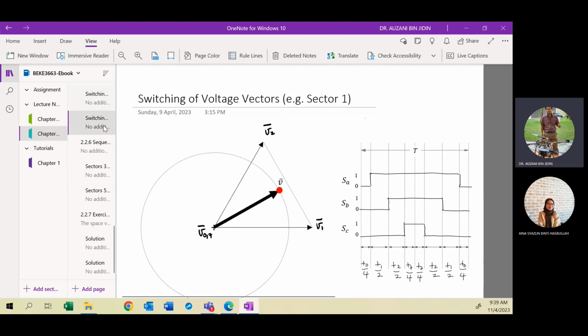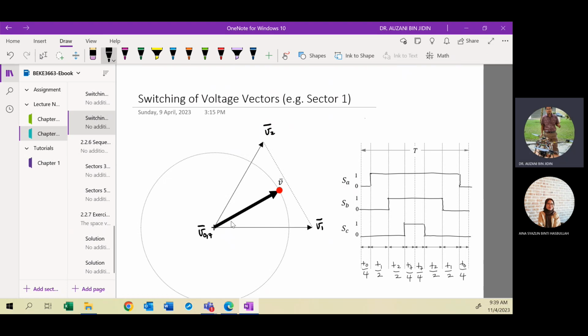Okay, so now we move to the last page before we end our class. Based on this diagram, you can see for this case, your space vector is at the middle between adjacent vectors V1 and V2. So we can consider that the angle difference between the space vector and V1 is, for example, this one θ1. And here, the angle difference between the space vector and V2 is θ2, where θ1 and θ2 are the same.